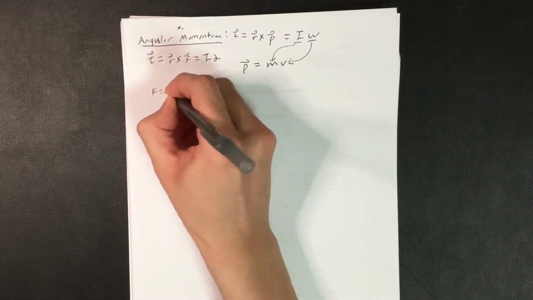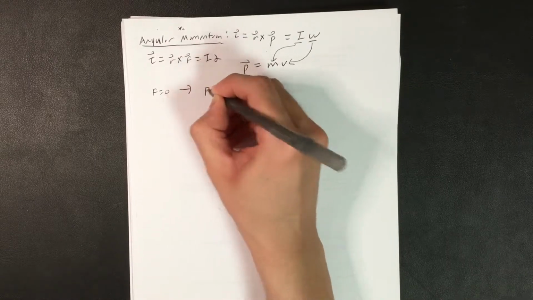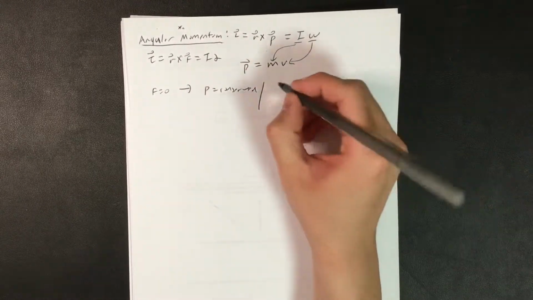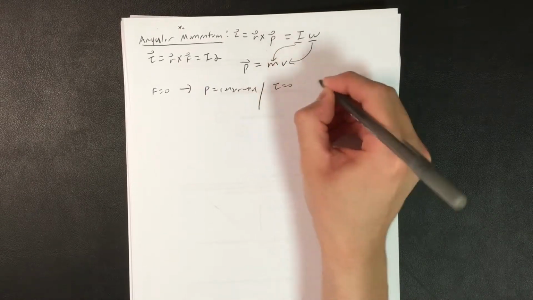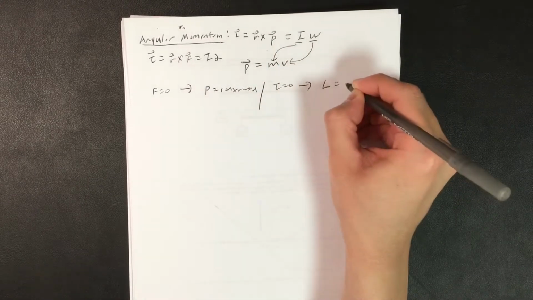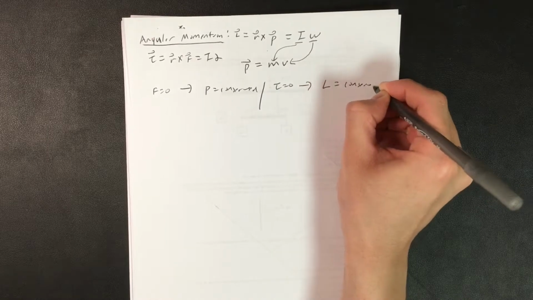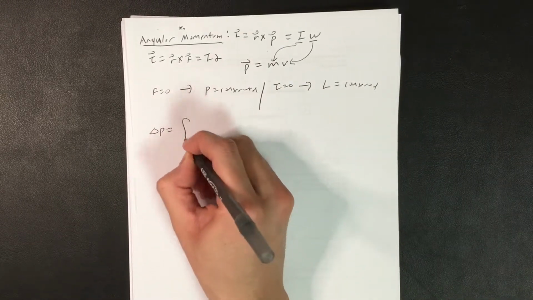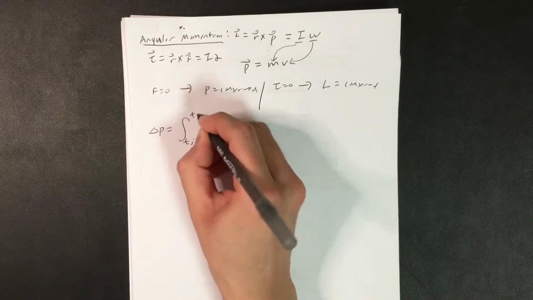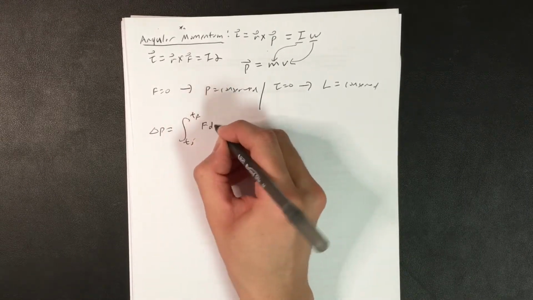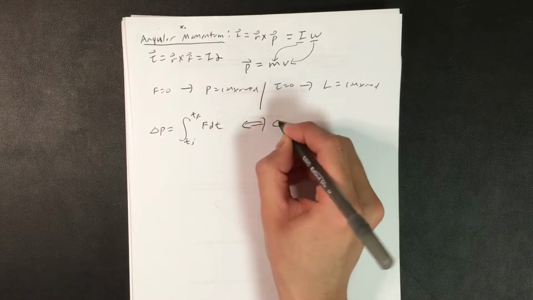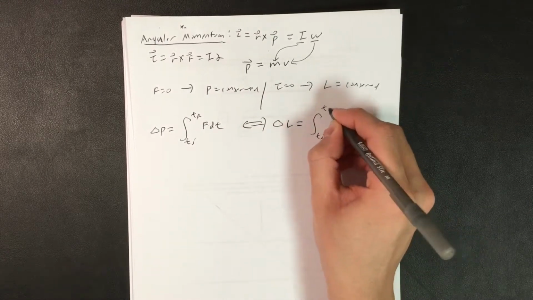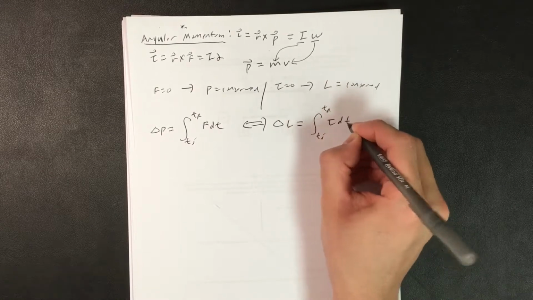Now, when force was equal to 0, then momentum was conserved. Similarly, when torque is equal to 0, that means angular momentum is conserved. Conversely speaking, change in momentum equals the integral from t initial to t final of F dt, and change in angular momentum equals the integral from t initial to t final of torque with respect to time.